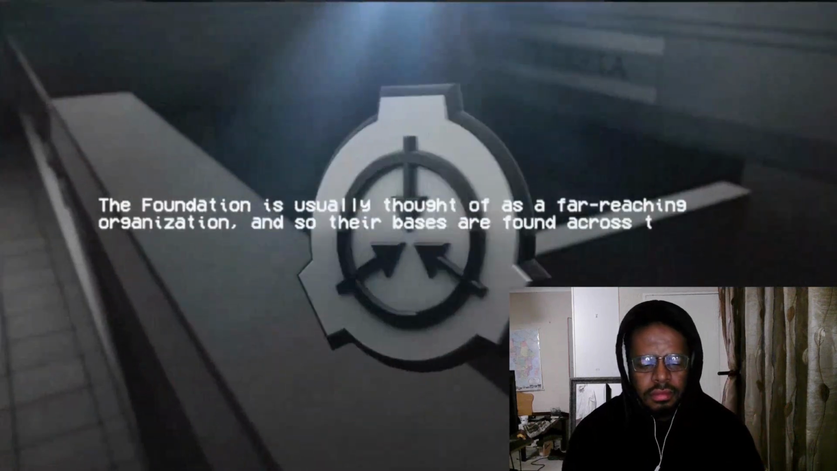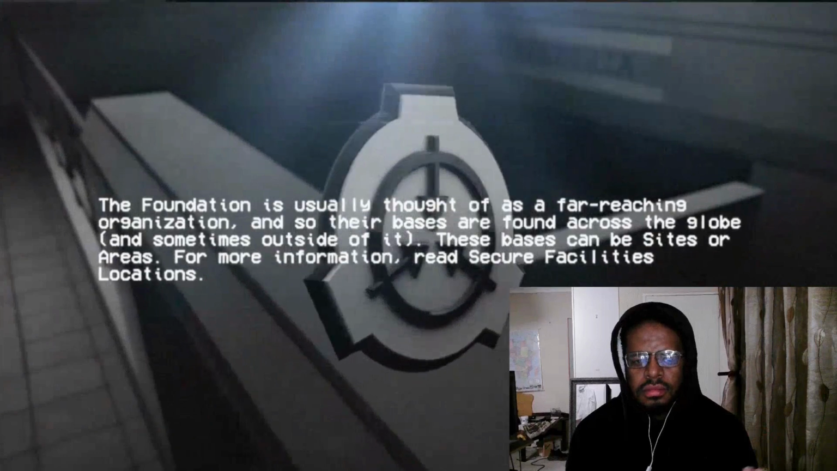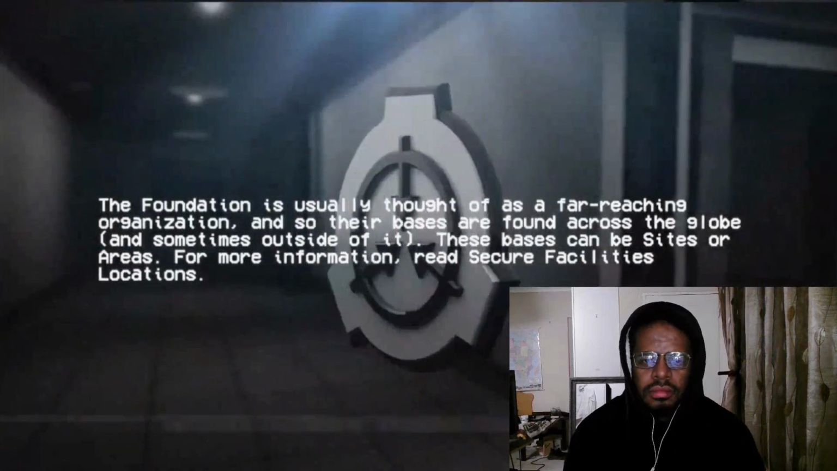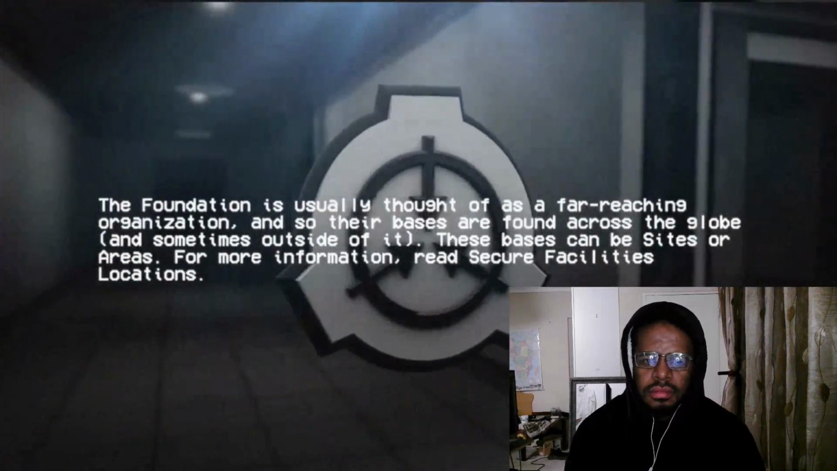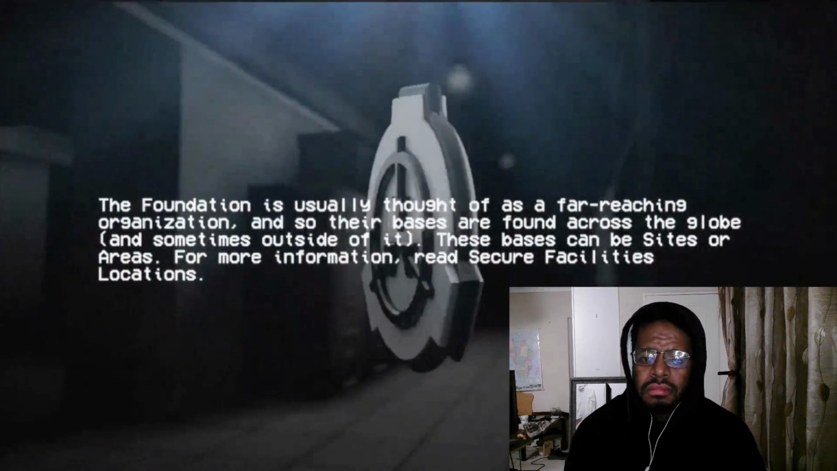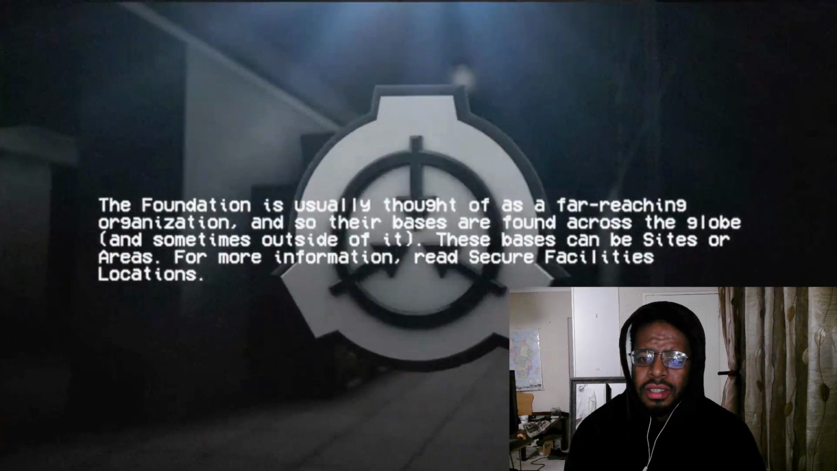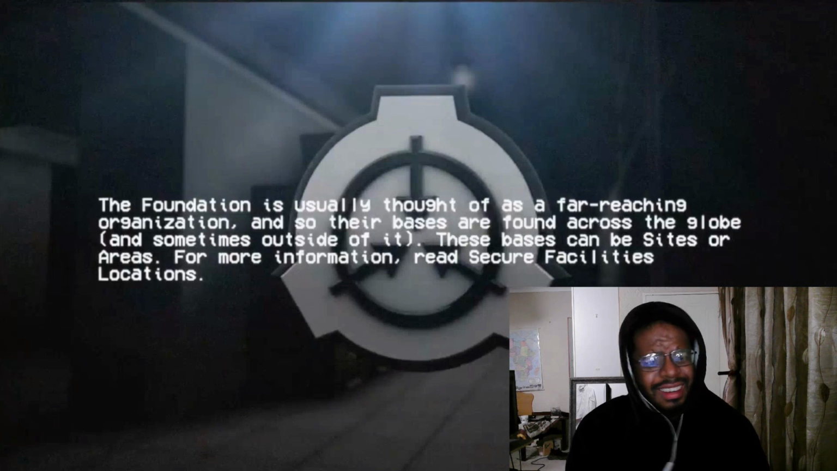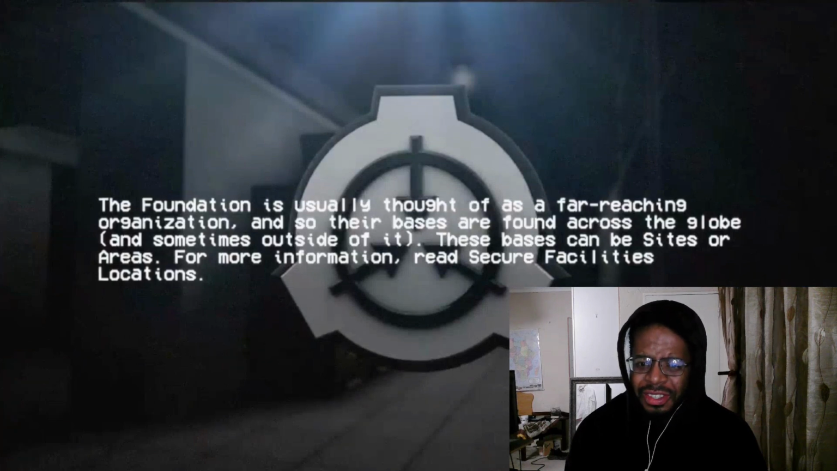The Foundation is usually thought of as a far-reaching organization, and so their bases are found across the globe, and sometimes outside of it. These bases can be sites or areas or more. So they have bases in space or on other planets? Wow. Man, where do you guys get the funding? I mean, yeah, sure, you might be supported by these major nations on planet Earth, but even they don't have that type of money to allow you guys to build bases outside of Earth.